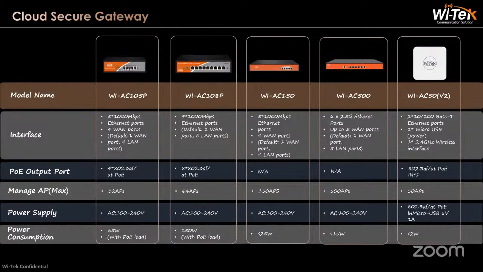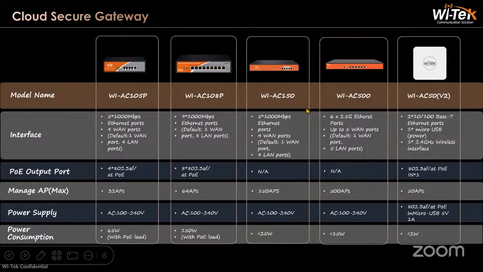Okay, let's move on to this slide. We have different types of gateway for customers. The first ones, the 105P and 10AP, are the most popular, because they support 4 PoE outputs and 8 PoE outputs directly. You can directly power the IP camera, or directly power the access point. Both are okay. These two models are suitable for cost-effective and small scenarios.